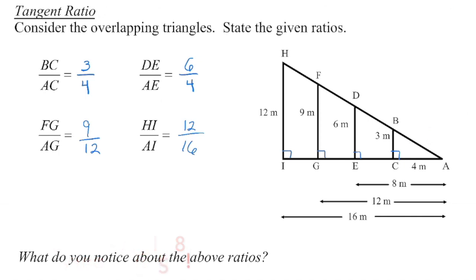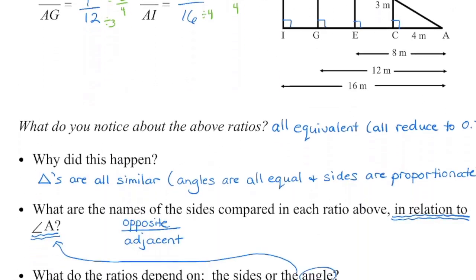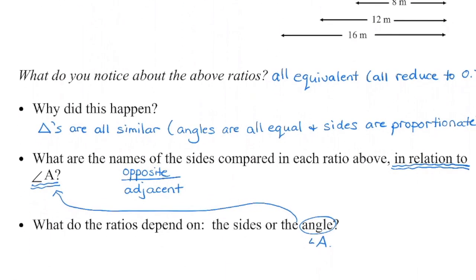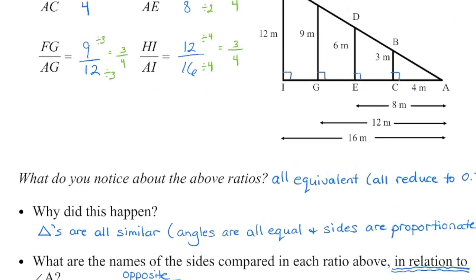Now, what do you notice about those ratios? You should notice they are all equivalent. When I have them filled in properly, they all reduce down to 3/4. So we've gone down here and filled this in. Each of these triangles is a similar triangle. They all contain a 90-degree angle, and the other angle that they all contain is angle A, the angle that's embedded into each one of these triangles.